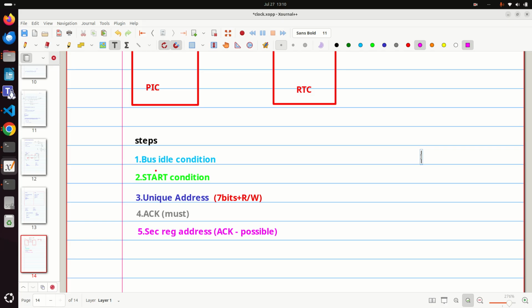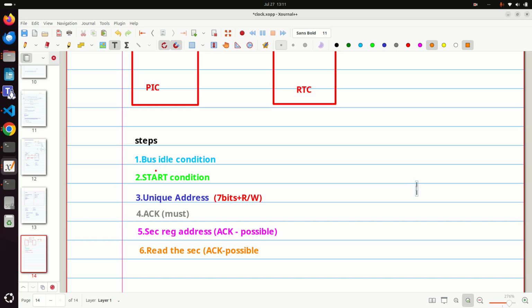If master wants RTC, then RTC can give acknowledgement saying that I got to know you want data from the seconds register, so it is going to acknowledge the data. Then after that master is going to read the data. So read the seconds. That is the sixth step. It will read the seconds.